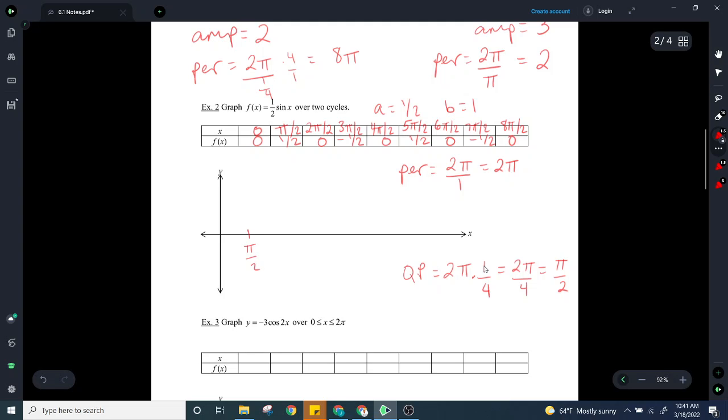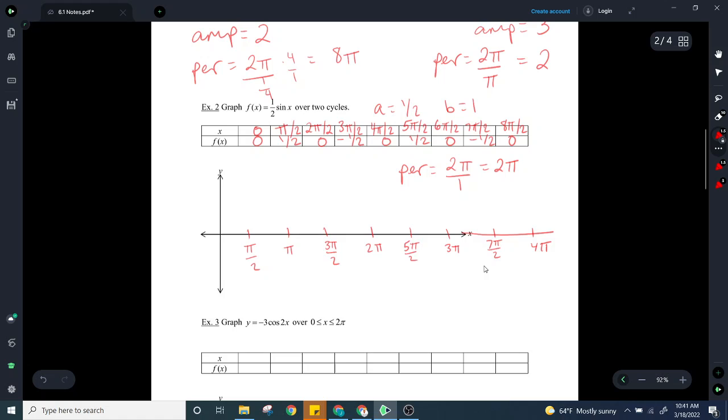We've got pi over 2, pi. I'm going to go ahead and reduce them now. 3 pi over 2, 2 pi, that's 1 cycle. And then we've got 5 pi over 2, and then 3 pi, and then I'm going to extend this a little bit. 7 pi over 2, and then 4 pi. And just to clean this up, I'm going to get rid of these quarter period notes here. All right, and then we'll put in our y values.